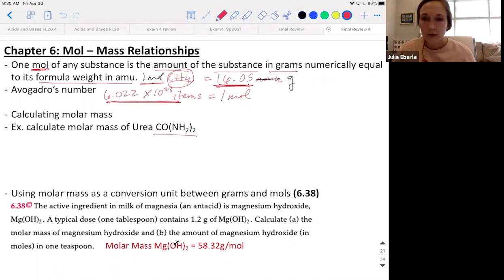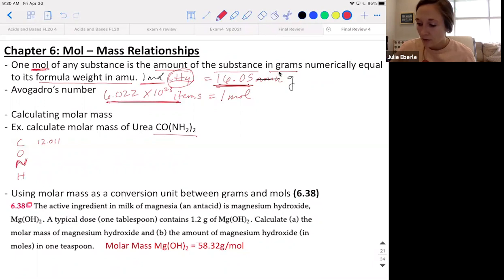So let's say we have a compound known as urea, which is CO, and we have NH2 with a parentheses of 2 around it. If I want to calculate the molar mass, how much does 1 mole of this substance weigh? We go to the periodic table, which I have right here. And we say, okay, in 1 molecule, I have 1 carbon. Well, I'm just going to write it out like this. I have carbon, I have oxygen, I have nitrogen, and I have hydrogen.